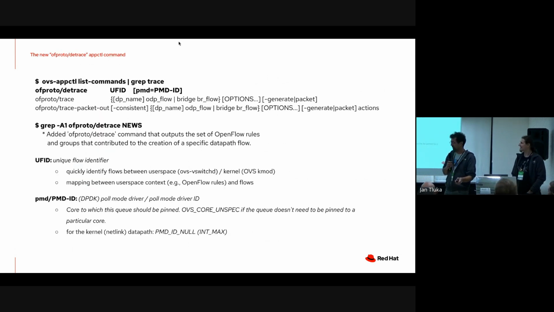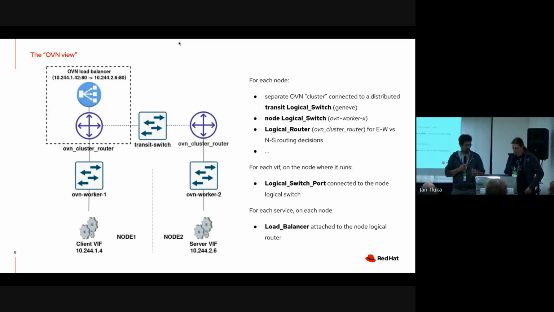Okay. Yeah, so this was our OVN topology. I'm not going to explain it again. We have two nodes, switches, routers, a load balancer, and traffic going from client to server through that load balancer.